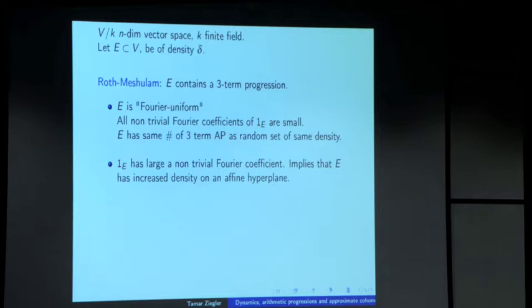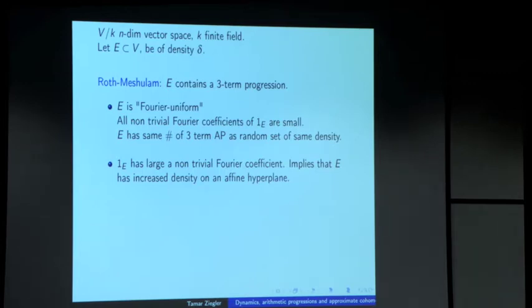And if that doesn't happen, then the characteristic function of E has a large non-trivial Fourier coefficient, and that can be translated to E having increased density, larger density, on some affine hyperplane. So I want to pause, I want you to get a good feel for this. For example, if your set was a hyperplane, then certainly you expect to get more three-term progressions, right? Because if two points are inside, then automatically the third point is inside. And similarly, if your set were trapped inside some hyperplane, then this would also happen, right? So you would expect to get more three-term progressions, because now you're in the same set, but relative to this hyperplane.